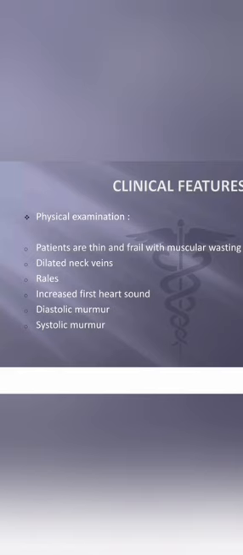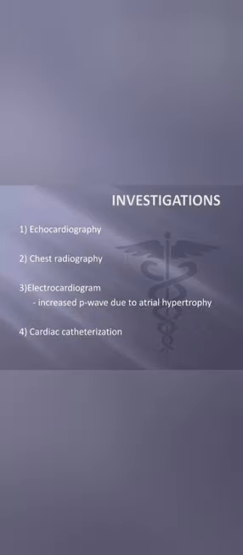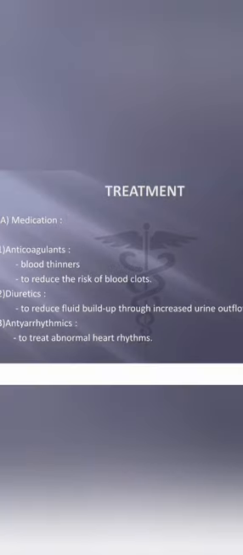And next, when we are doing the physical examination, the patient is thin and frail with muscle wasting, dilated neck veins, rales, increased first heart sound, diastolic murmur and systolic murmurs. So the investigations: echocardiography, chest radiography, electrocardiogram, increased P wave due to atrial hypertrophy.